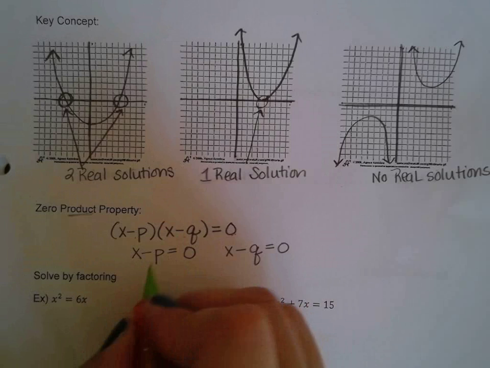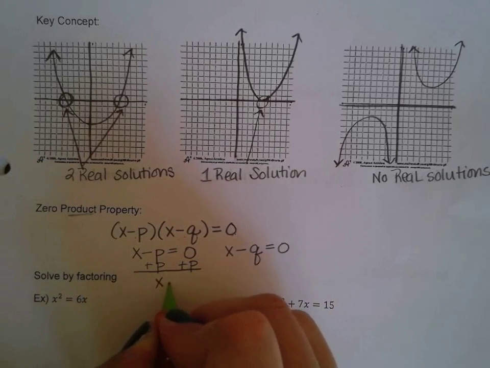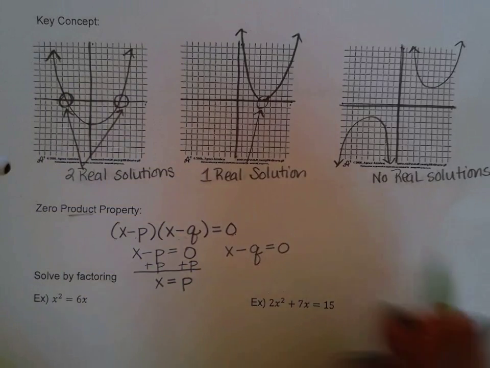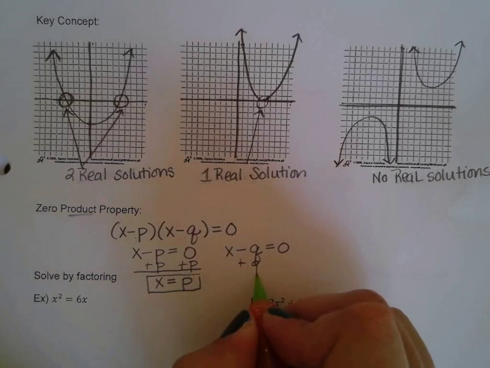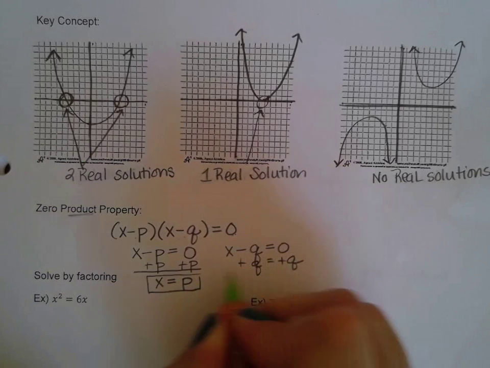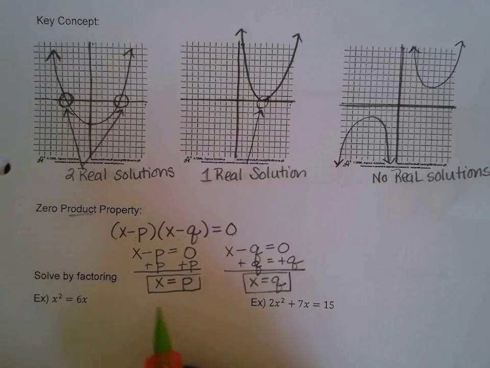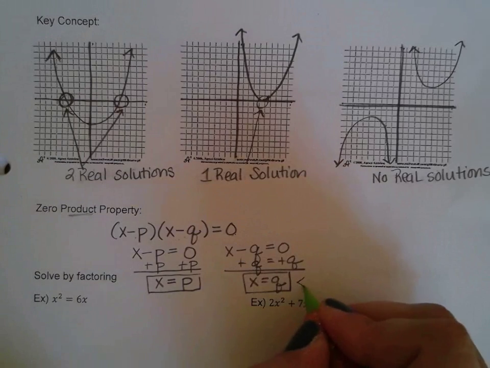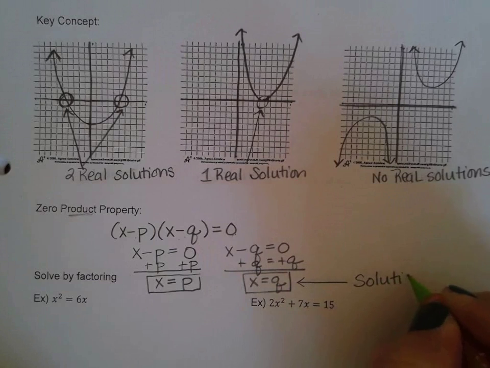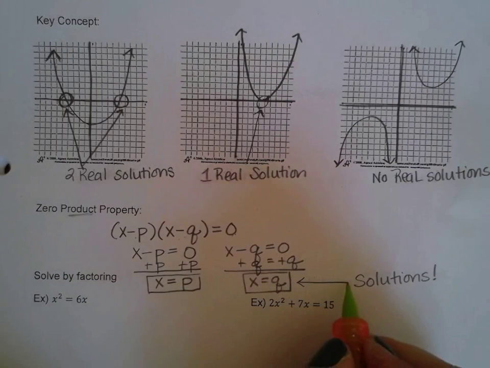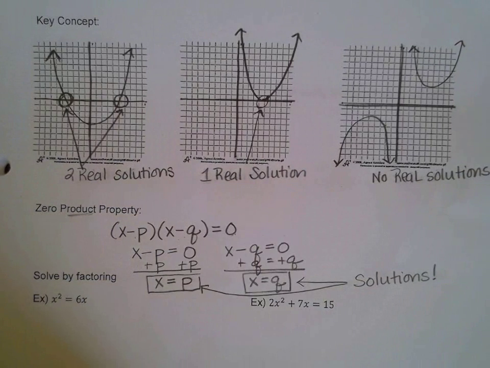So to get this by itself, you would add p. And p and q are just numbers. They can be any integer. So you would solve that and x would equal p. And then over here you could add q to both sides and x would equal q. So when you solve this and get the x's by themselves, the answers that you get represent the solutions. Okay, so this is a solution and that's a solution.